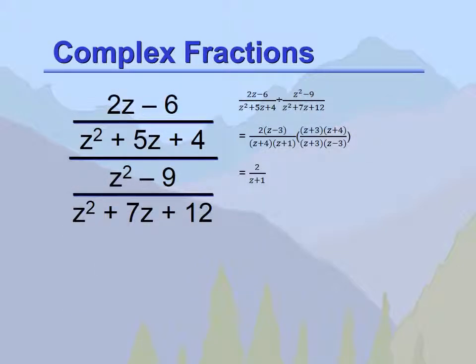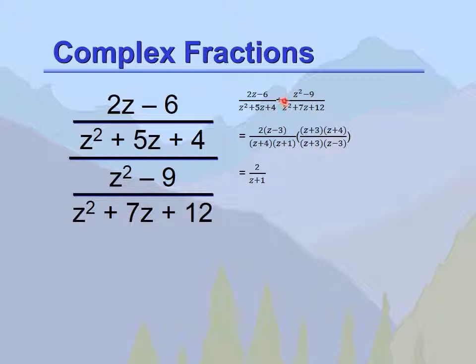So let's try one. We have 2z minus 6 over z squared plus 5z plus 4 over z squared minus 9 over z squared plus 7z plus 12. So the first thing we want to do is we want to write this as a division sign. So it's this divided by this. Okay, so I rewrote that here. Now we want to go ahead and factor. Let's factor our 2 out of this numerator. So we have 2 times z minus 3. And then z squared plus 5z plus 4 factors into z plus 4 times z plus 1.